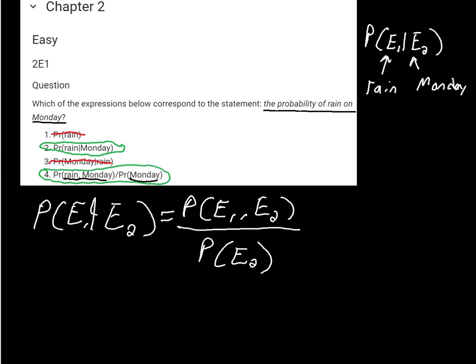Okay, and just to further the point, answer 2 equals answer 4. This conditional probability equals the joint probability divided by the marginal probability.